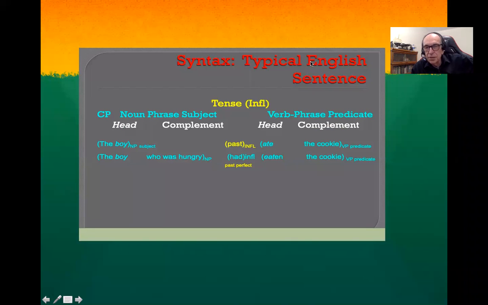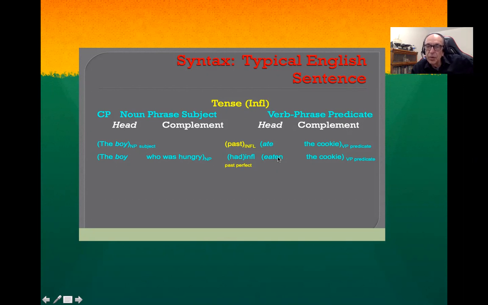This is the syntax of a typical English sentence, where the syntax in any sentence will be organized according to noun phrase, subject, and verb phrase, predicate. And within any subject, there can be a head, which will be the main noun or pronoun, and a complement, or the object of the head, which could be an embedded clause of one sort or another, or something else. And the verb phrase, predicate. And that too, any phrase can have a head and a complement attached to it.